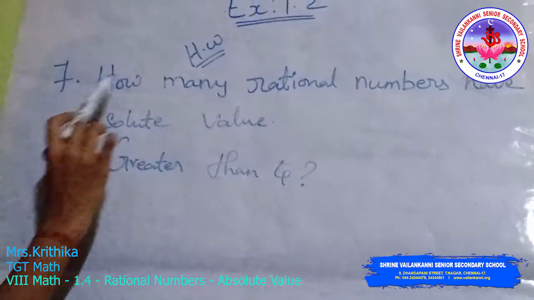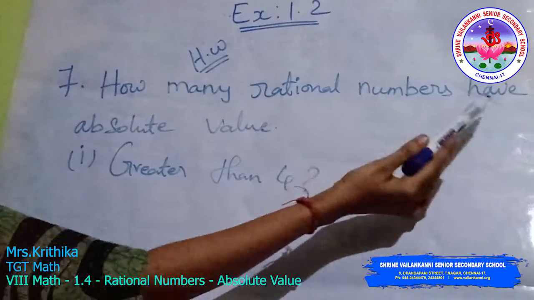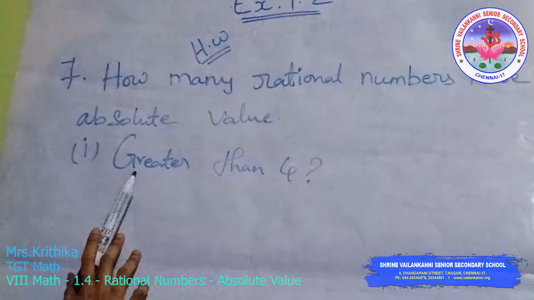Next, homework sum. Seventh question. How many rational numbers have absolute value greater than 4?